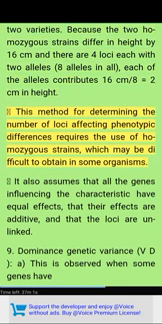This method for determining the number of loci affecting phenotypic differences requires the use of homozygous strains, which may be difficult to obtain in some organisms. It also assumes that all the genes influencing the characteristic have equal effects, that their effects are additive, and that the loci are unlinked.